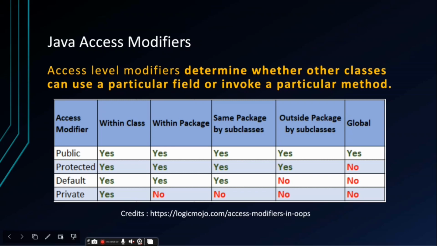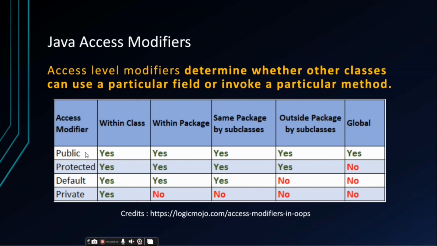We have to also look at Java access modifiers. We have to know that access level modifiers determine whether other classes can use a particular field or invoke a particular method. So in Java, we have the following access modifiers: public, protected, default, and private.